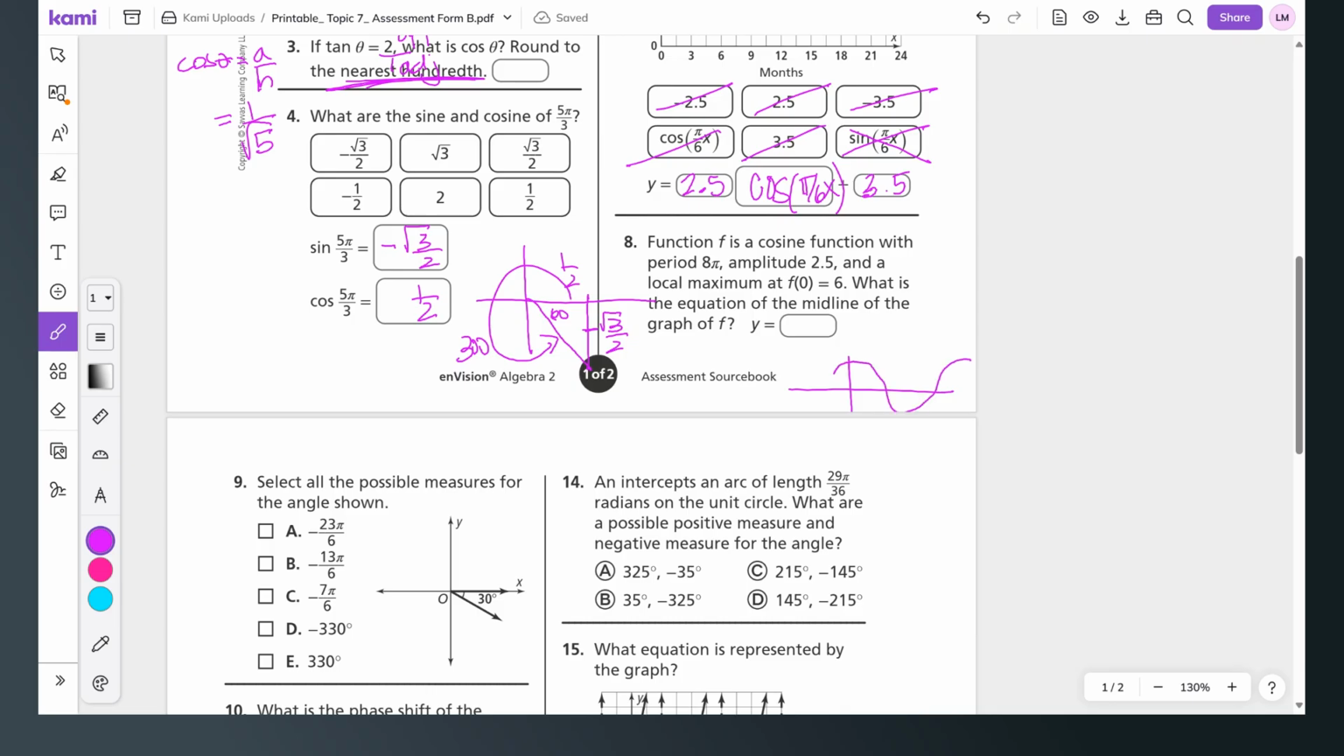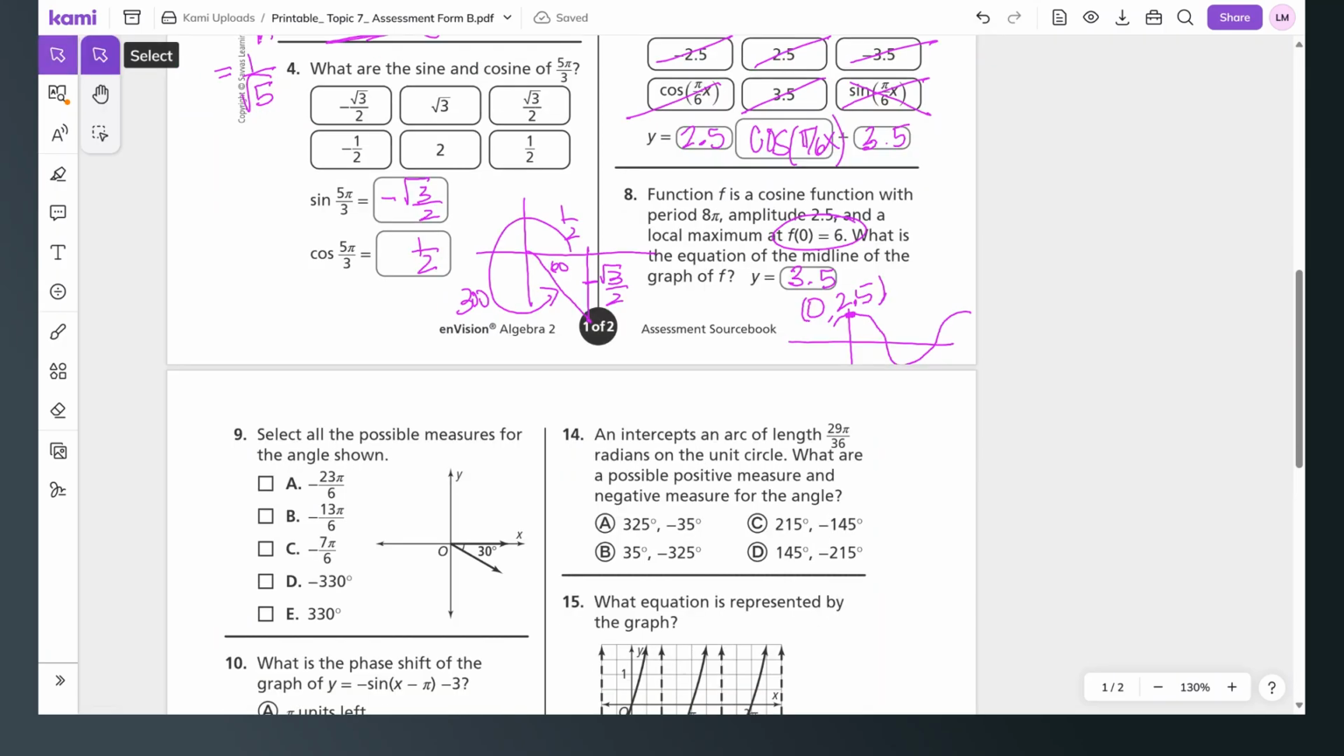All right, so let's do it without the shift. So without the shift, the cosine graph starts at 1 normally, but we have an amplitude of 2.5. So we are at 0, 2.5 right here. But they're saying at 0 we're at 6, which means there's been a shift up. So if we shift it up, how far did we go from 2.5 to 6? That's the question, and that will give me my midline. So 6 minus 2.5 is 3.5. So that's my midline. All right, so very similar to number 7, how we found that midline.